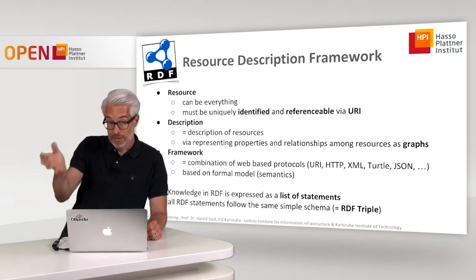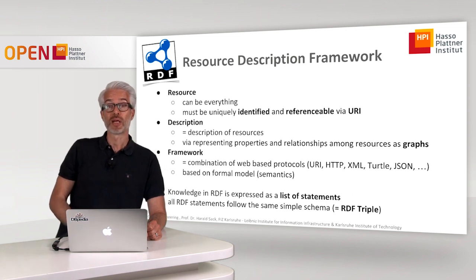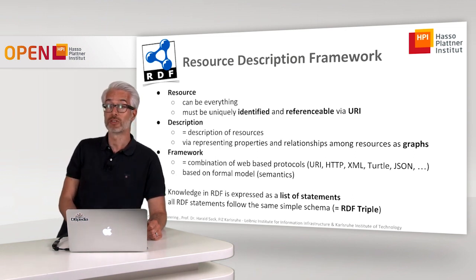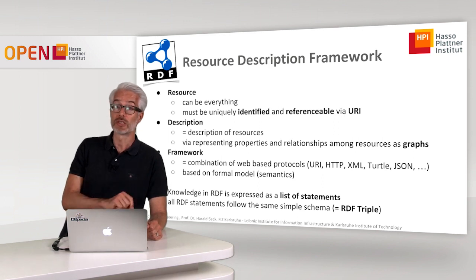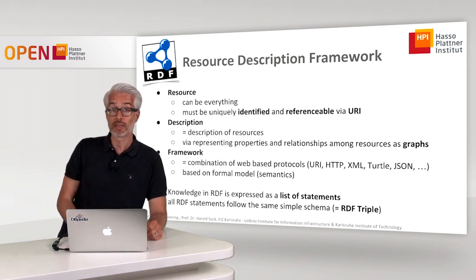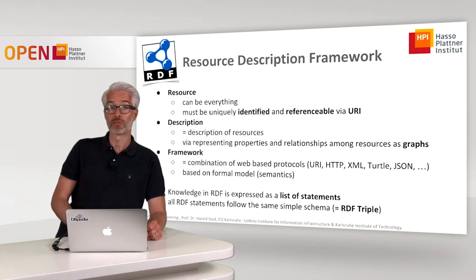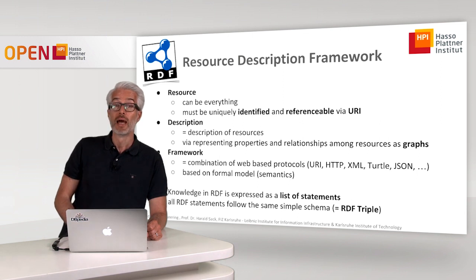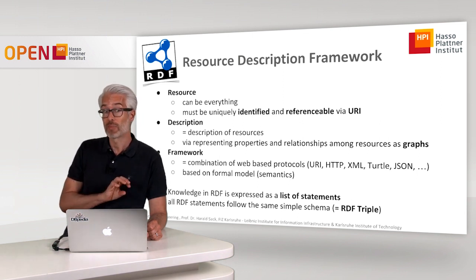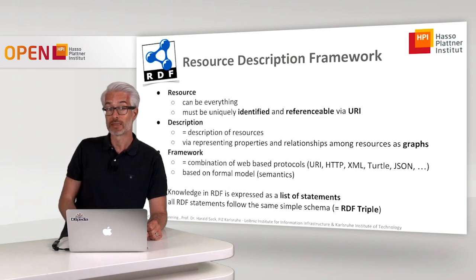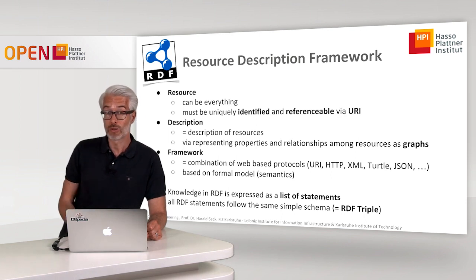And of course, all this is then put together in some kind of framework of web-based protocols. So you use the URI for identification, you use HTTP for transporting messages and information, you can use XML, Turtle, JSON, or any other kind of serialization which is available for RDF. We will look into that deeper later on. And of course, to make sense of it, everything must be based on a formal model, and this is the semantics behind the framework. So knowledge in RDF is expressed as a list of statements, and all of these statements follow the same simple schema, the so-called RDF triples.